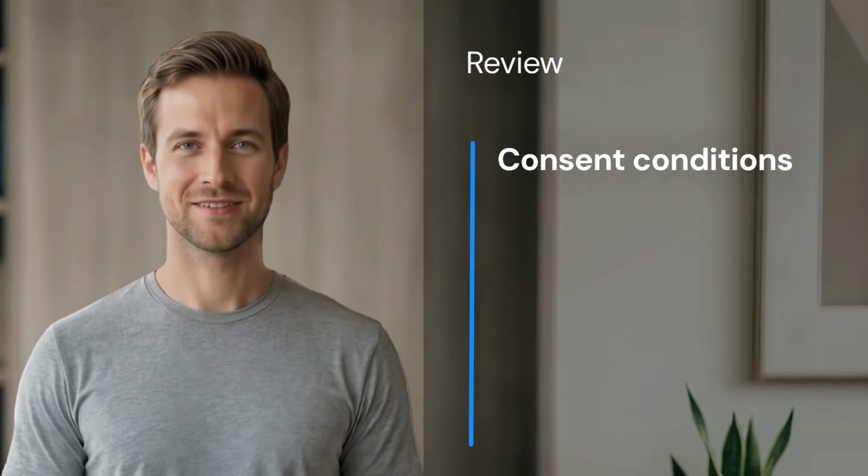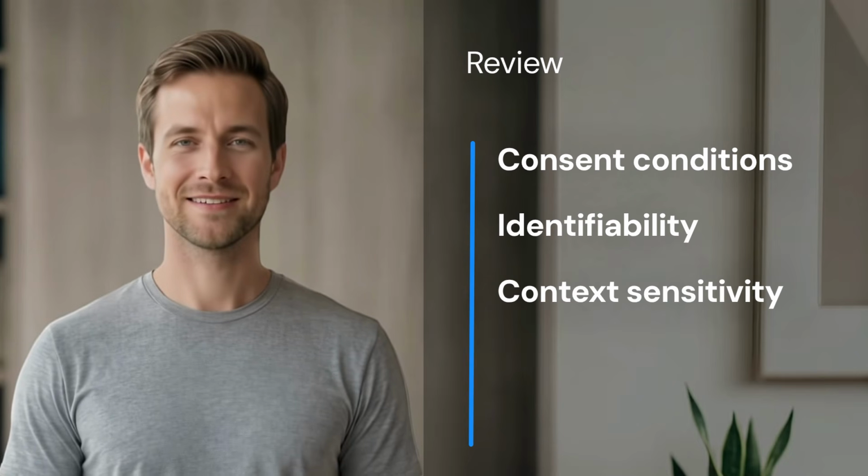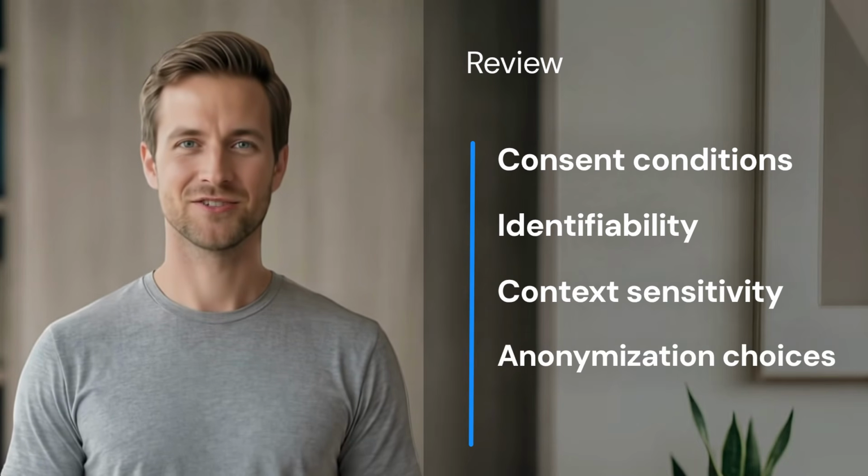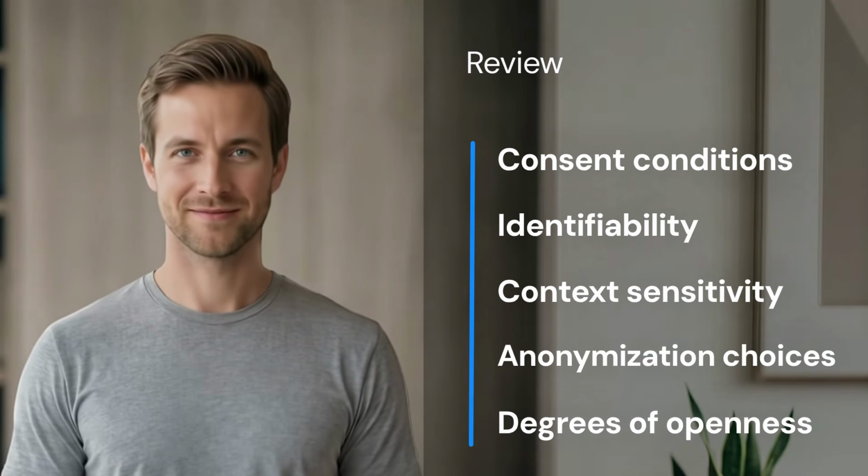Review the consent conditions, identifiability, context sensitivity, anonymization choices, and degrees of openness. Publication should never be automatic, even when consent has been obtained. Sometimes the most responsible choice is restricted access, replacing the image with a textual description, adding more contextual information, or choosing not to publish it at all.